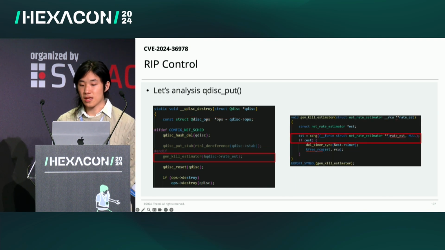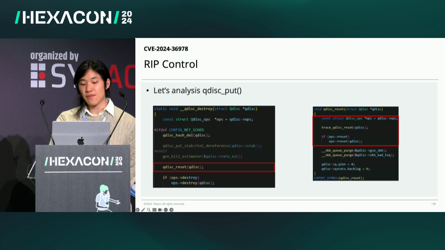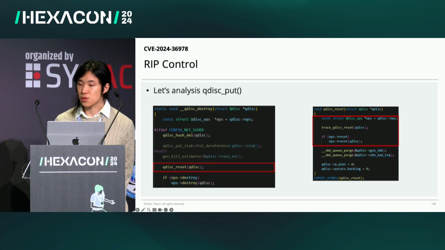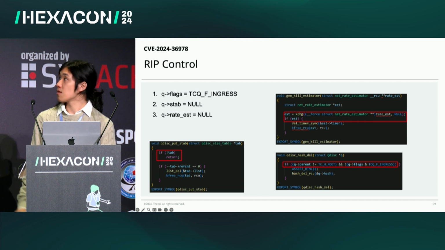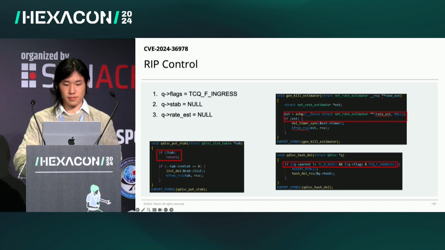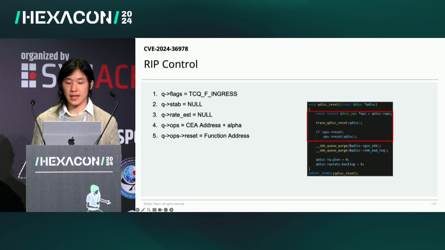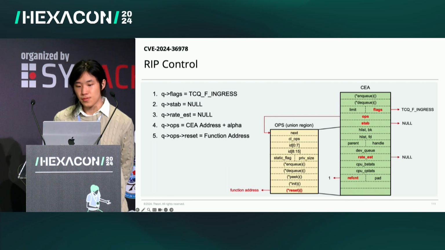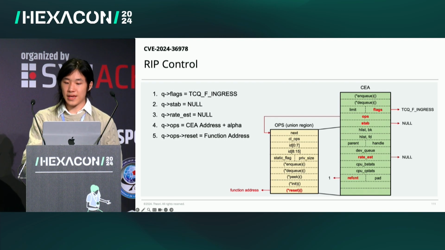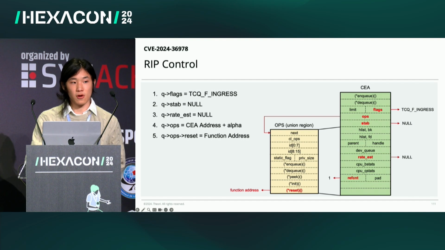Also, gen kill estimator would be null, so rate est must be null also. After that, we can access the qdisc reset, and qdisc reset accesses the ops. After that, call the reset. So the condition is what you see. And if you set ops and ops reset like this, we can control the RIP. So this is the draw. The flag, ops, tab, rate est, ref count, and reset are set.